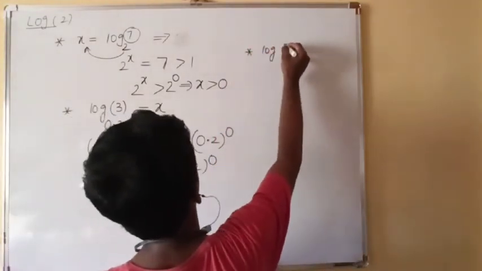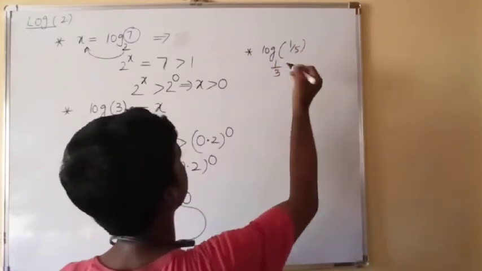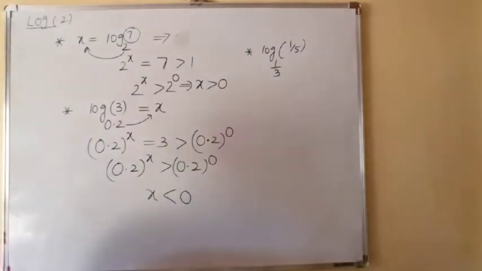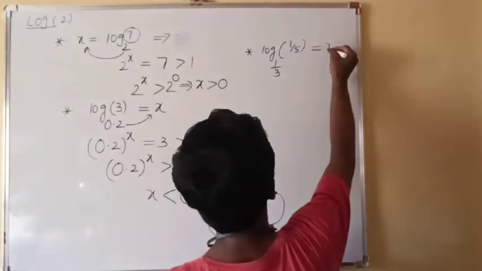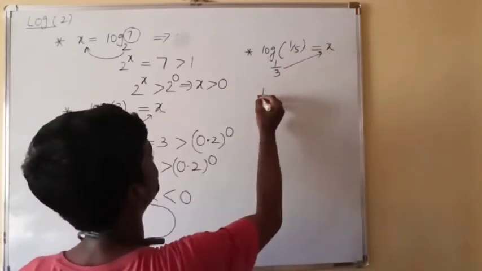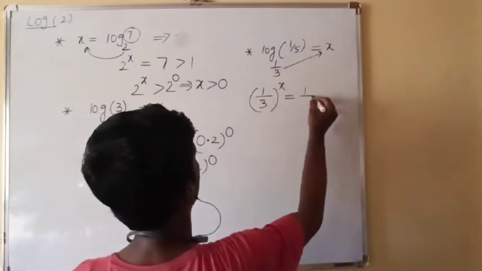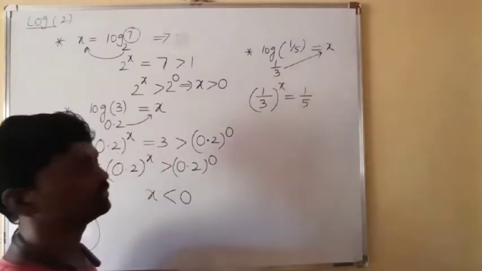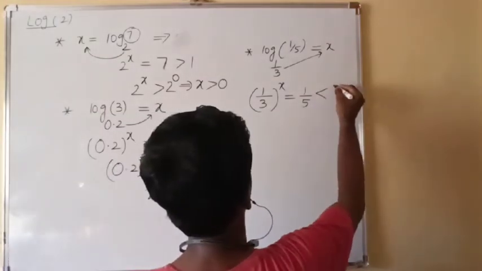So log of 1 by 5 base 1 by 3. We have to check whether it is positive or negative. Same, let it be x. Then what you will get, 1 by 3 whole power x is equal to 1 by 5. Correct? So 1 by 5 is less than 1 or greater than 1? It is less than 1.